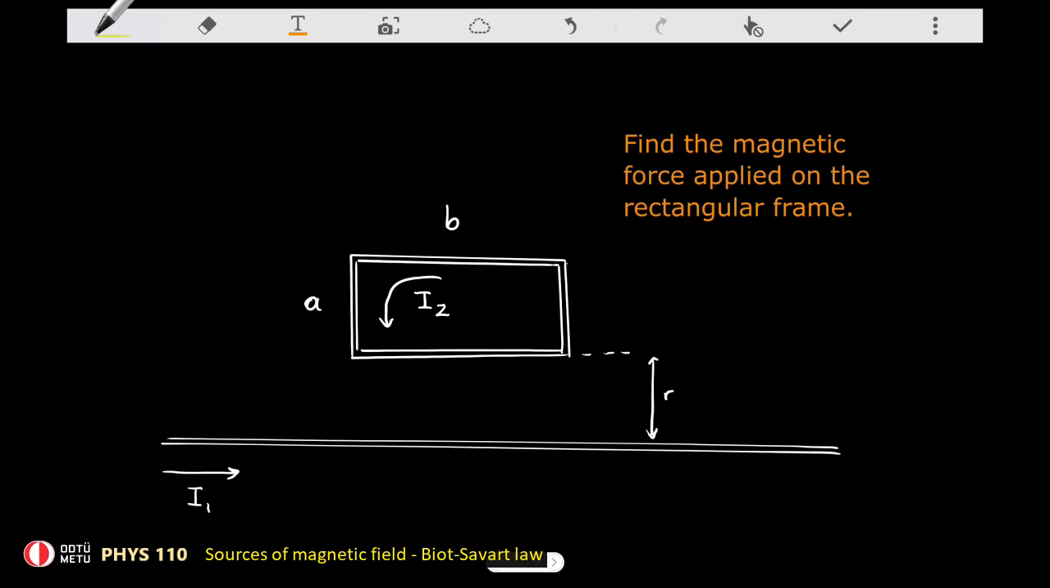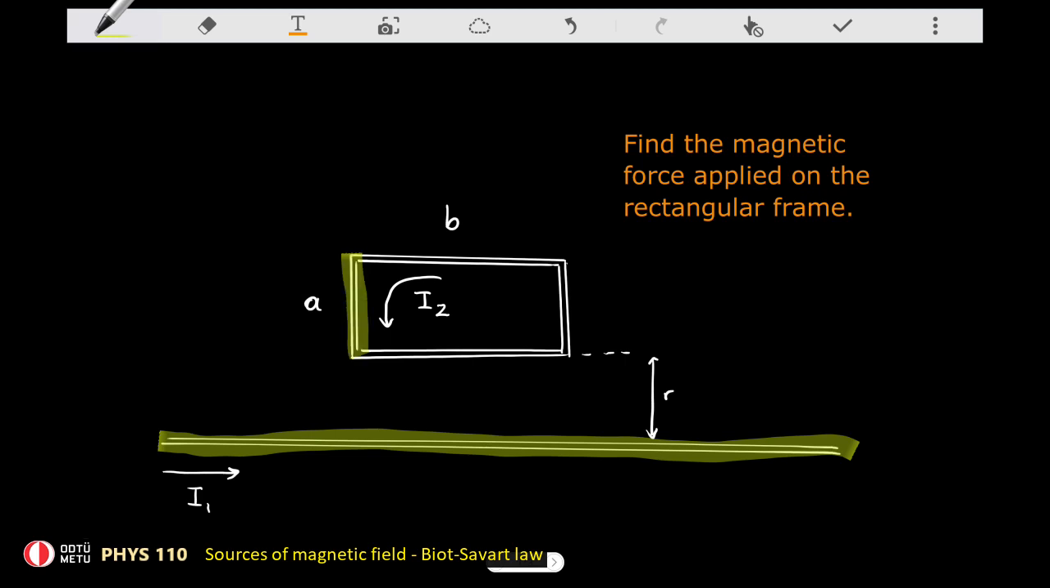In this problem, we are going to find the magnetic force between two current-carrying wires. One wire is a long straight wire. We are going to assume that it is infinite because for an infinite wire, we have already computed the magnetic field produced. The other wire is rectangular in shape.